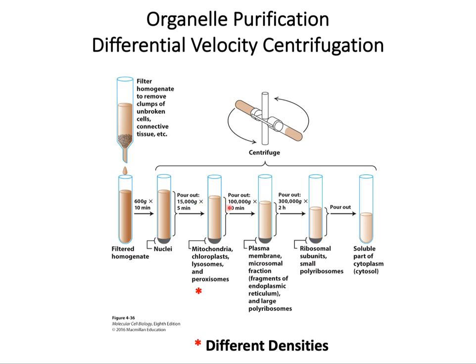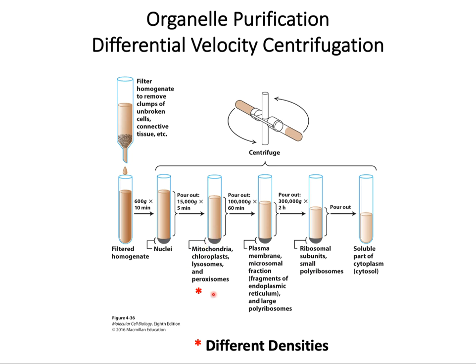You can take the supernatant and subject it to higher or longer spins. In this case, 100,000 G for 60 minutes. You will pellet portions of plasma membrane and the endoplasmic reticulum and some of the larger polyribosomes that might be free in the cytosol or attached to the endoplasmic reticulum. Further higher speed spins will give you small polyribosomes, and eventually you will end up with a supernatant that is representative of the cytosol. Now you have purified the organelles, but they may not be pure enough.